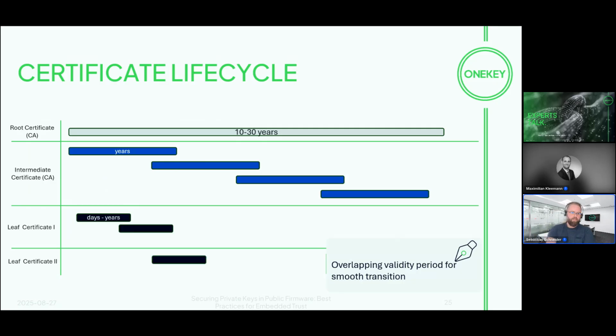And then we have the leaf certificates, typically valid for something between a few days and years. Again, of course, the lifespan is always shorter than the issuing certificate. Also here, it's important to have the overlapping lifespan so that the renewal really goes smoothly.